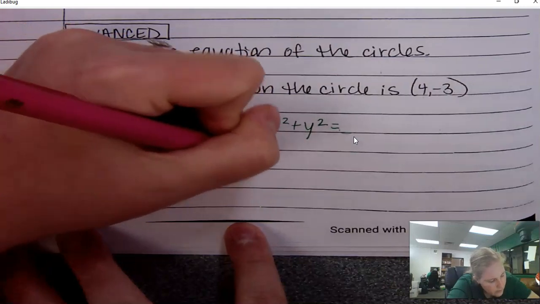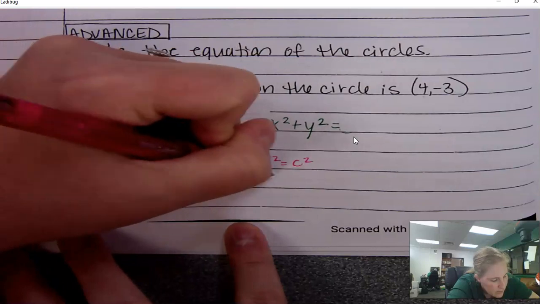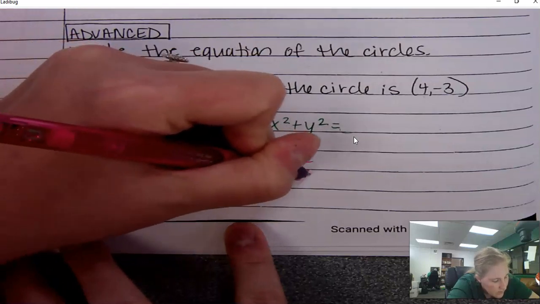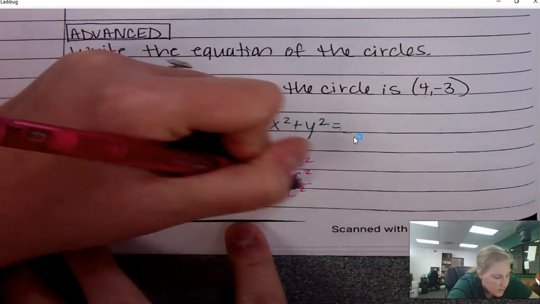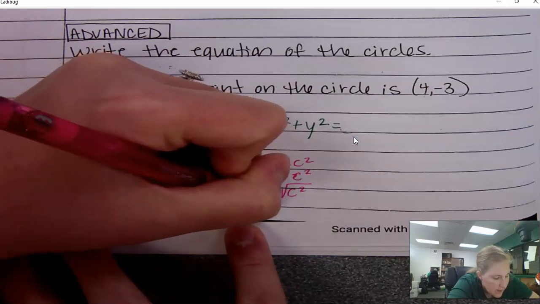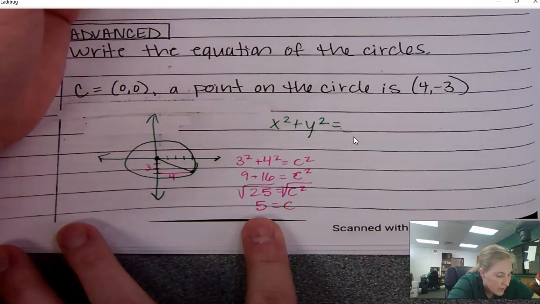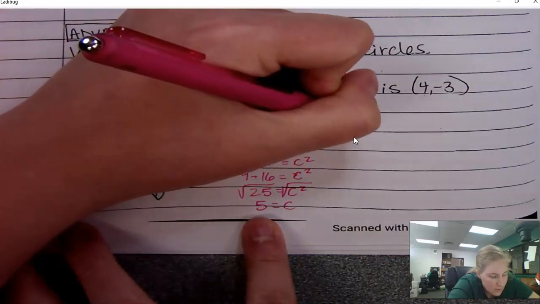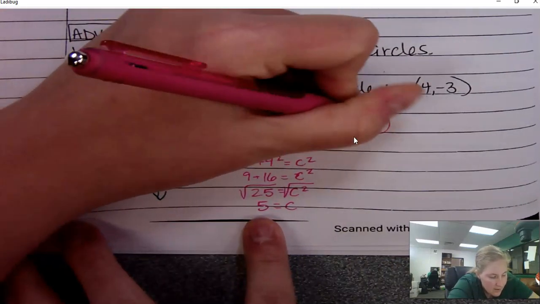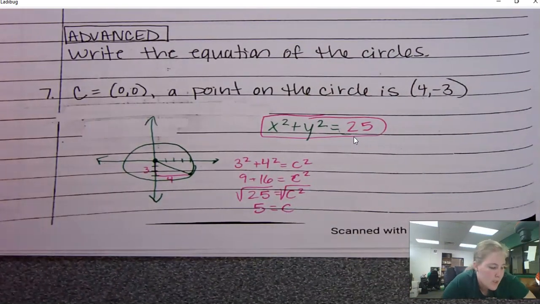3 squared plus 4 squared equals c squared. 9 plus 16 equals c squared. 25 is what c squared will be, and we take the square root of that, and we get 5, and what that gives us is our radius. So we have now found our radius, and when we plug that in, remember that we have to square that number. So don't forget that. Don't just put 5 in because it'll be the wrong answer. Because we're writing the equation of the circle. Yes.